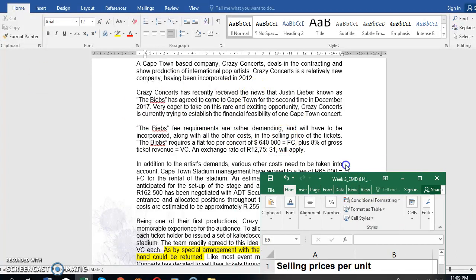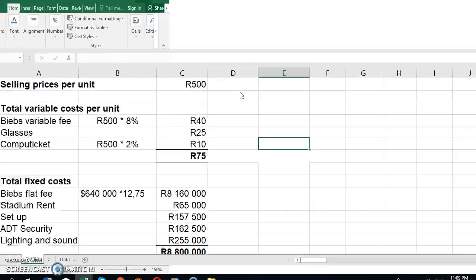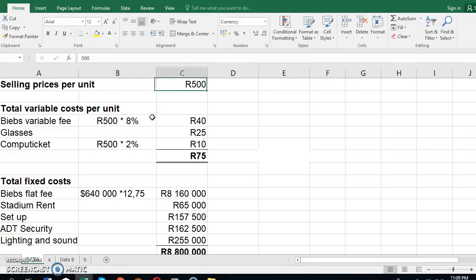So just to show you the data, as we did through the question, we would have seen that the selling price is 500. Then the variable cost, we know that the Justin Bieber fee and the CompuTicket fee are based on the ticket price, so Justin Bieber is 8% of the ticket price, so 8% of 500 is 40, and CompuTicket is 2% of the ticket price, so 2% of 500 is 10 rand, and then the glasses is 25 from the scenario, so that our total variable cost comes to 75.